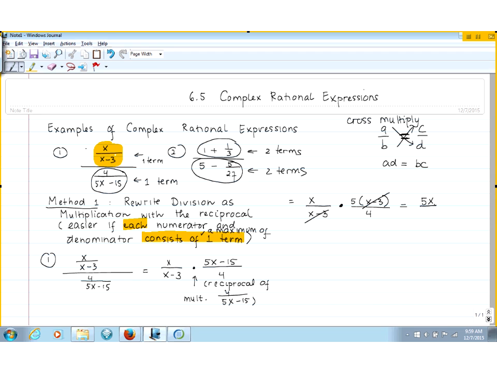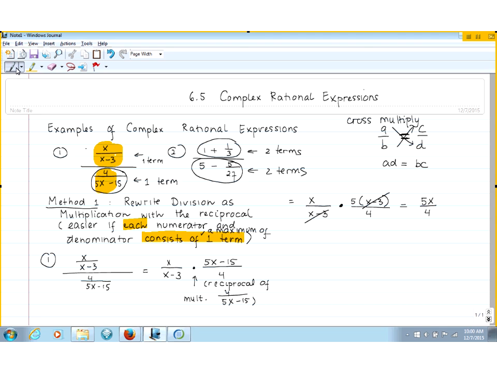So what do I have on top? 5x over 4. Is it easy? Not too bad. It just looks hard. Now, when do you use method 1? When is it easiest to use method 1? When the top or the bottom consists of a maximum of one term. So let's do another example.